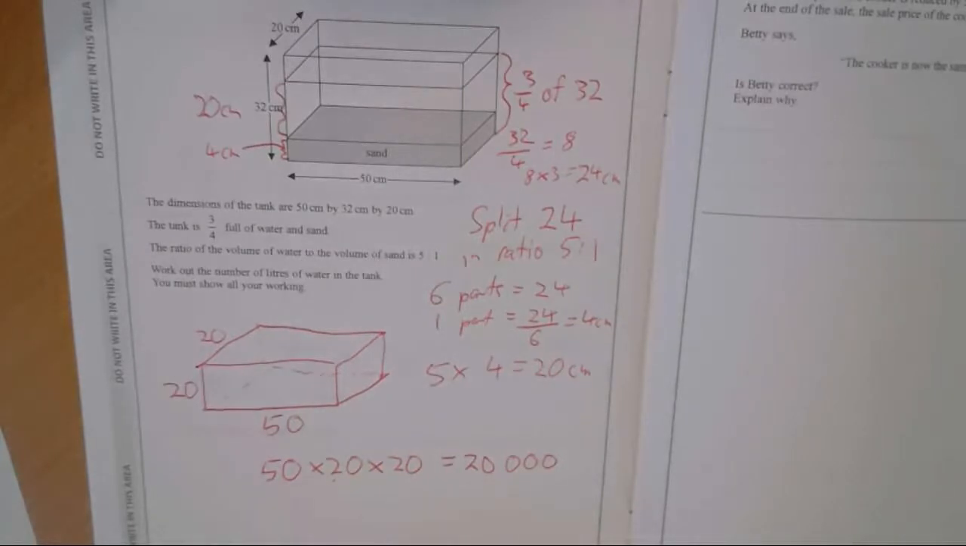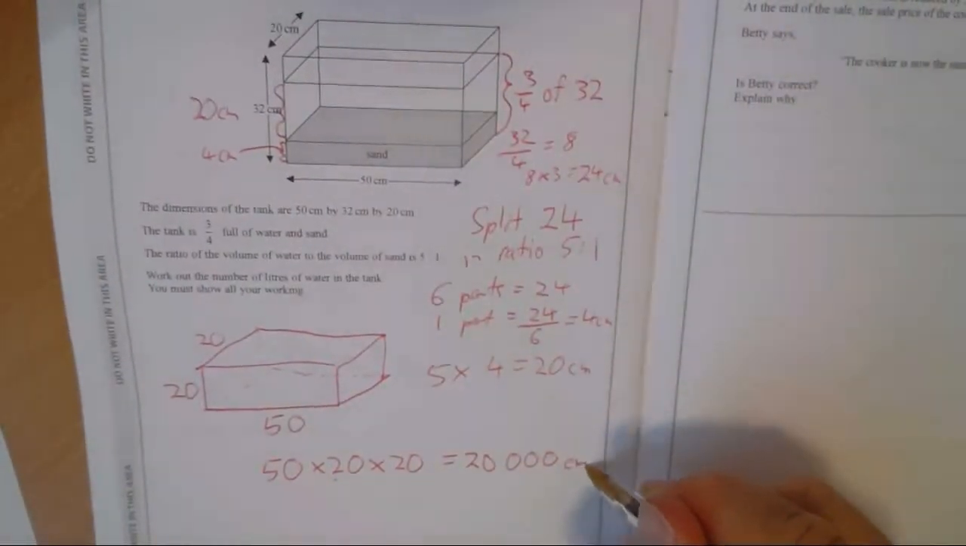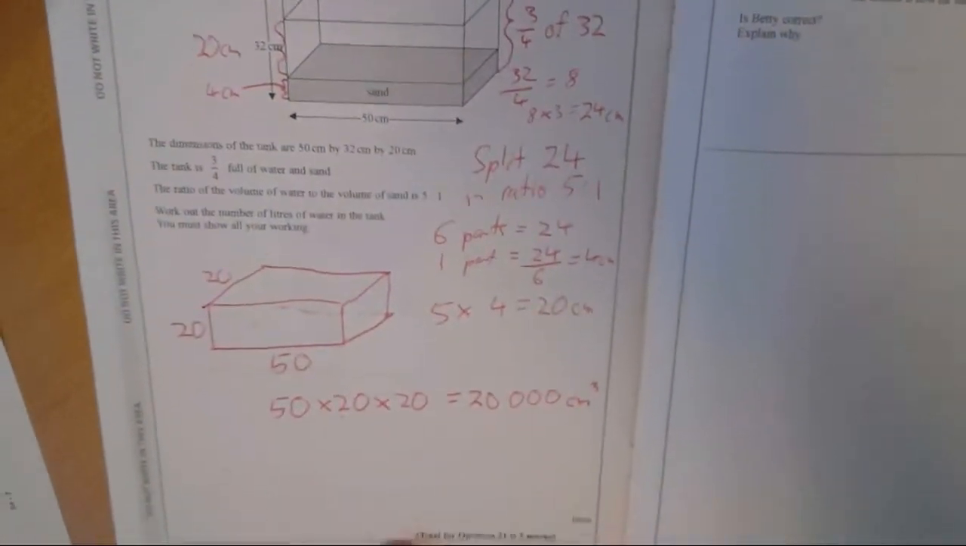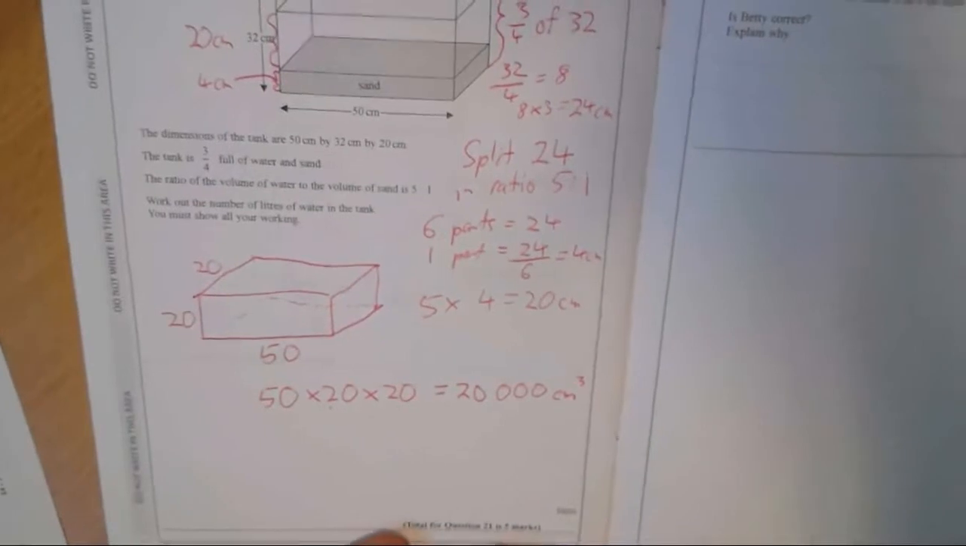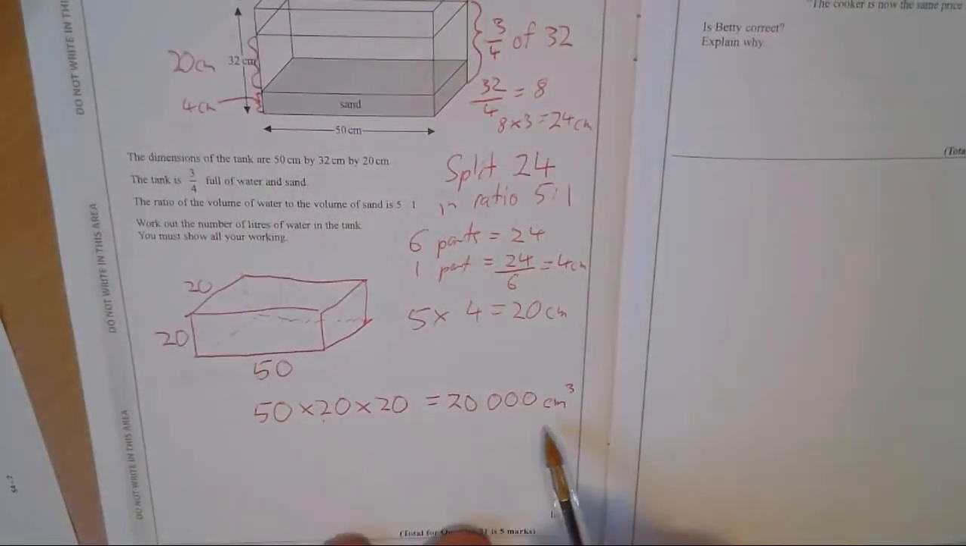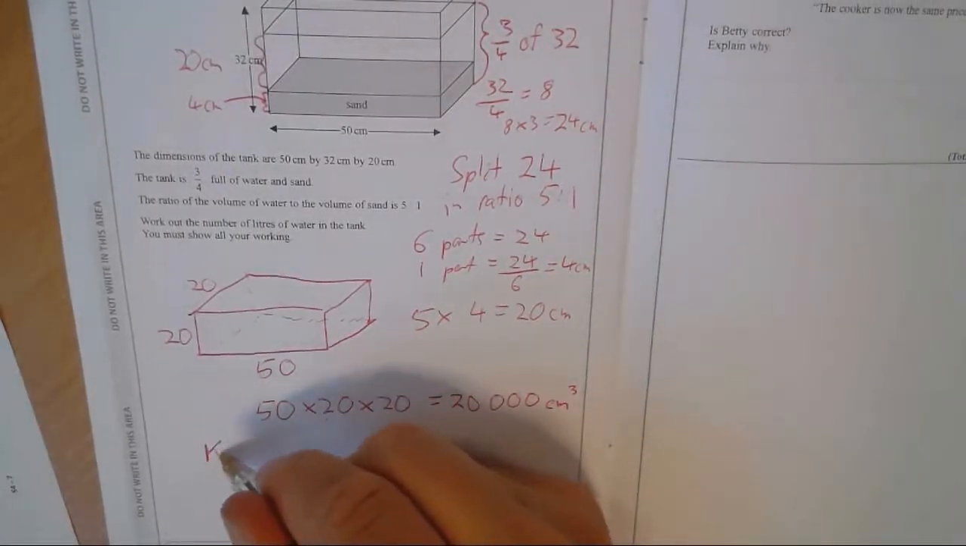Now, that doesn't seem like the right number of liters. That seems like a heck of a lot of liters, because it's not liters we're dealing with. That's 20,000 centimeters cubed, because that's the units. But the question asks you to work out the number of liters. This is a lot of steps, isn't there? So 20,000 centimeters cubed. Right, this is something you just need to know. This is again a piece of knowledge.